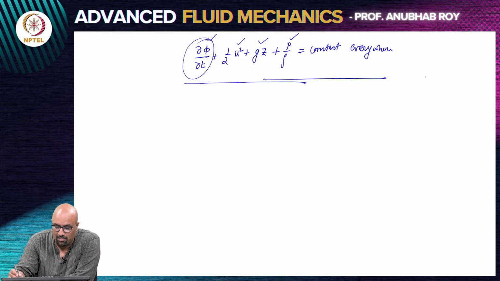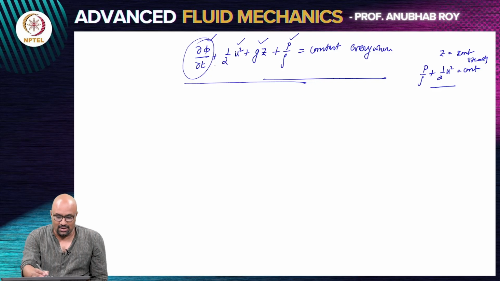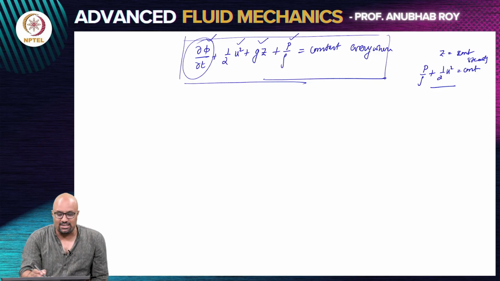So, let us say in a given problem z was the same and the problem was steady, then what you conclude is p by rho plus half u square is equal to a constant. So, if you know the velocity at two different points, you can automatically find the pressure between those 2 points. They need not be on the same streamline. That is the beauty of this: because the flow is irrotational, this condition is applicable everywhere.